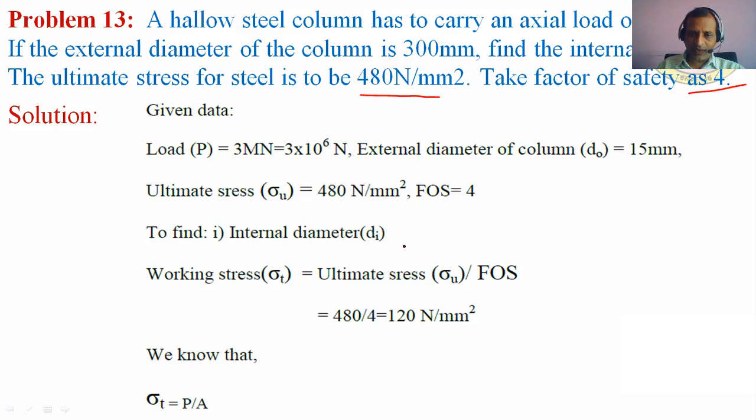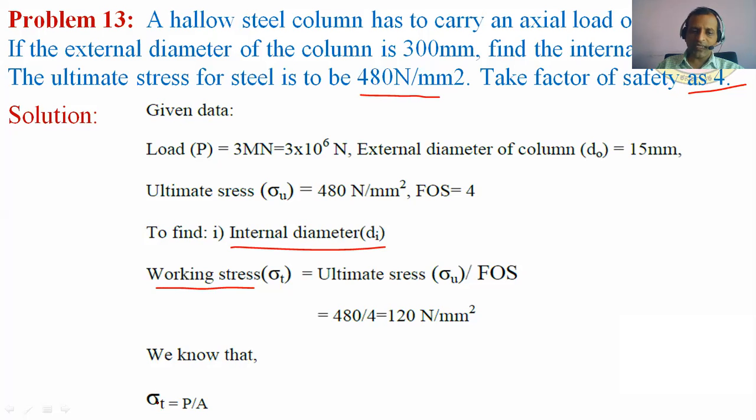Write the given data first. What he is asking is only the internal diameter, because this is a hollow column. Hollow means it has external and internal. So you need to find out the working stress. Working stress is equal to ultimate stress divided by factor of safety. It is 480 by 4, so it is 120 Newton per mm square.